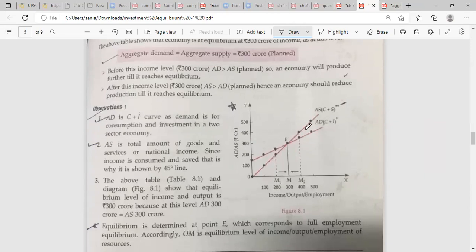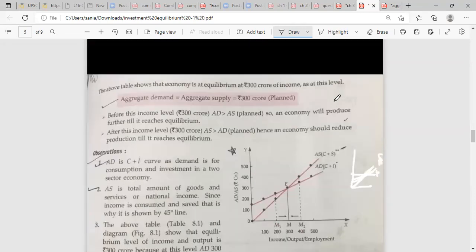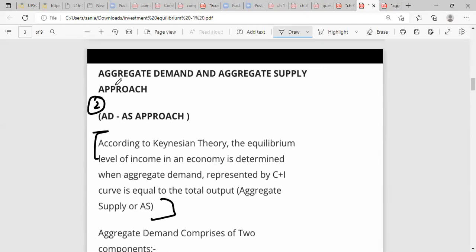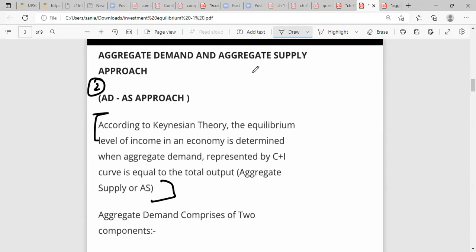Okay, so you'll just draw the rough graph like this. This one is your AD, and from here it is AS, and the upper one that starts from here is AD, right? So you will just write it down. First of all, you will write aggregate demand and aggregate supply approach, or just write this AD AS approach, and then you will draw what you are going to do.